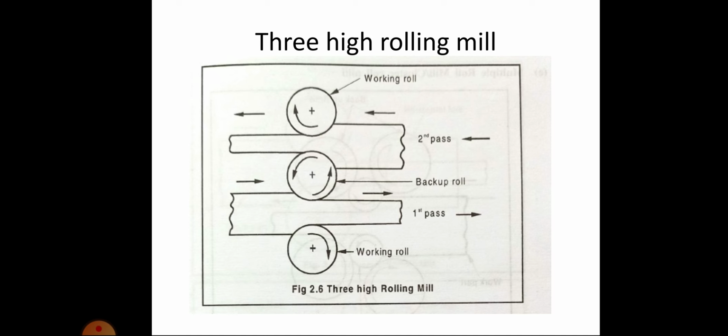Next is the 3 high rolling mill. Here the upper and lower rolls are drive rolls and the middle roll rotates by friction. This middle roll is the backup roll. This type is used for rolling of two continuous passes in a rolling sequence without reversing the drive. After all the metal has passed through the bottom roll, the end of the metal is entered into the other set of rolls for the next pass. In this type, two metal pieces can be rolled at a single time.